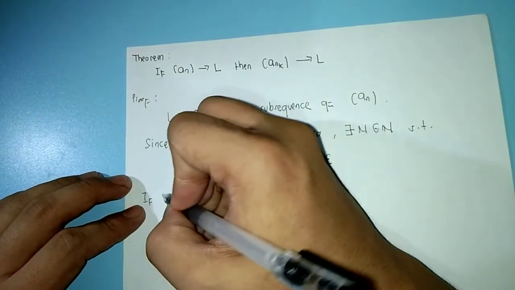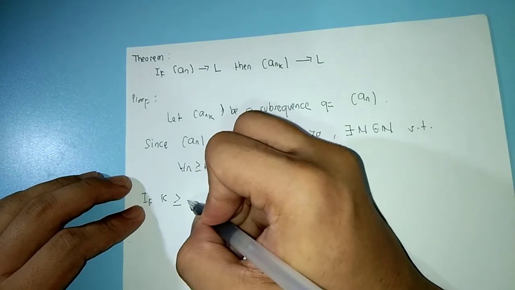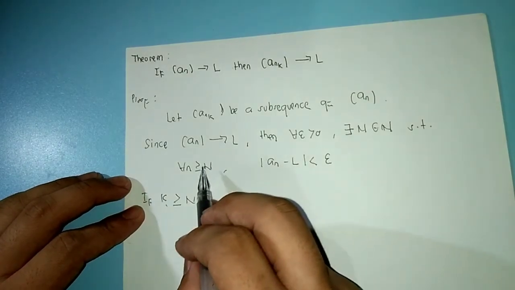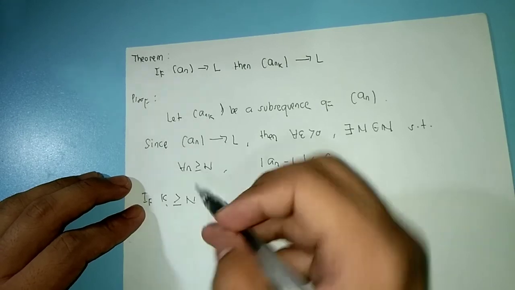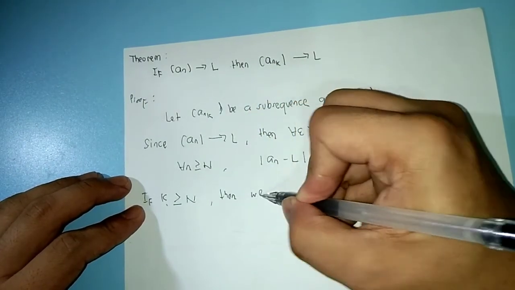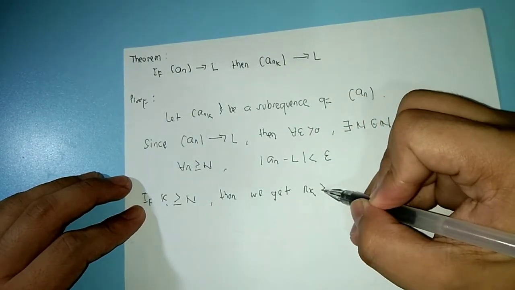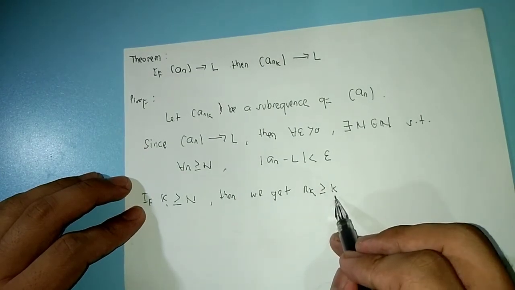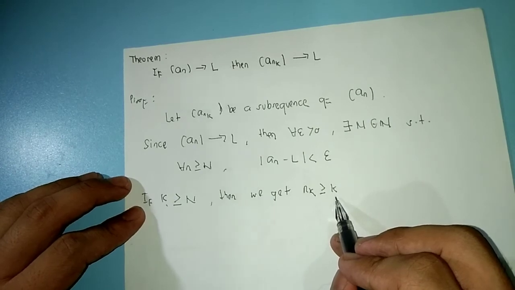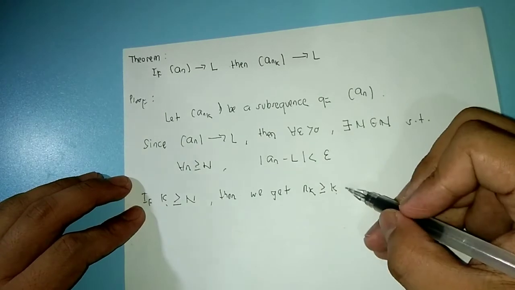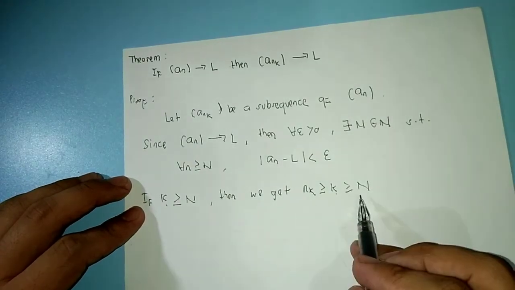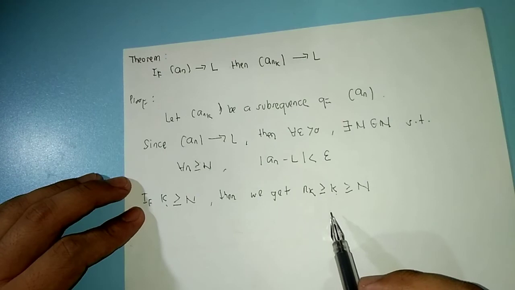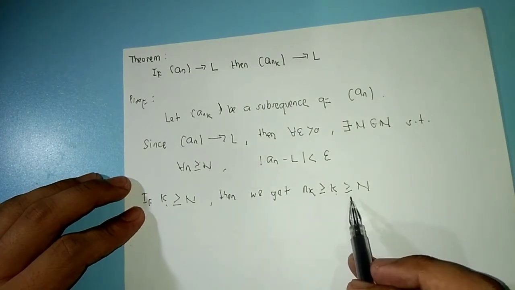Now, if k becomes greater than or equal sa N, since yung k natin ay natural number din, so ibig sabihin may mga k na greater than or equal din dito sa N, then we get n sub k greater than or equal sa k. Ito yung prinove natin kanina na yung n sub k ay greater than or equal sa k for any natural number k. Okay? And since k ay greater than or equal to N, so this is also greater than or equal to N. And yung itsura nito ay parang ito siya. Yung n sub k ay naging greater than or equal sa N.